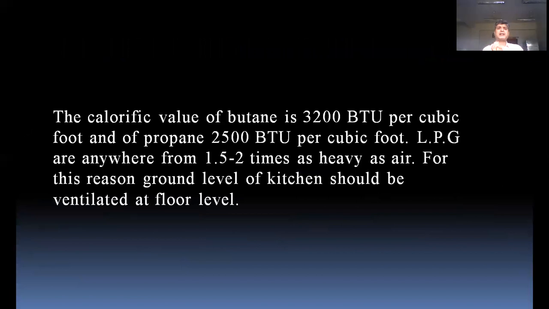Now, the calorific value of butane is 3200 BTU per cubic foot and propane is 2500 BTU per cubic foot. LPG is anywhere from 1.5 to 2 times as heavy as air. This is the reason it is recommended that the ventilation of the kitchen should be at floor level.